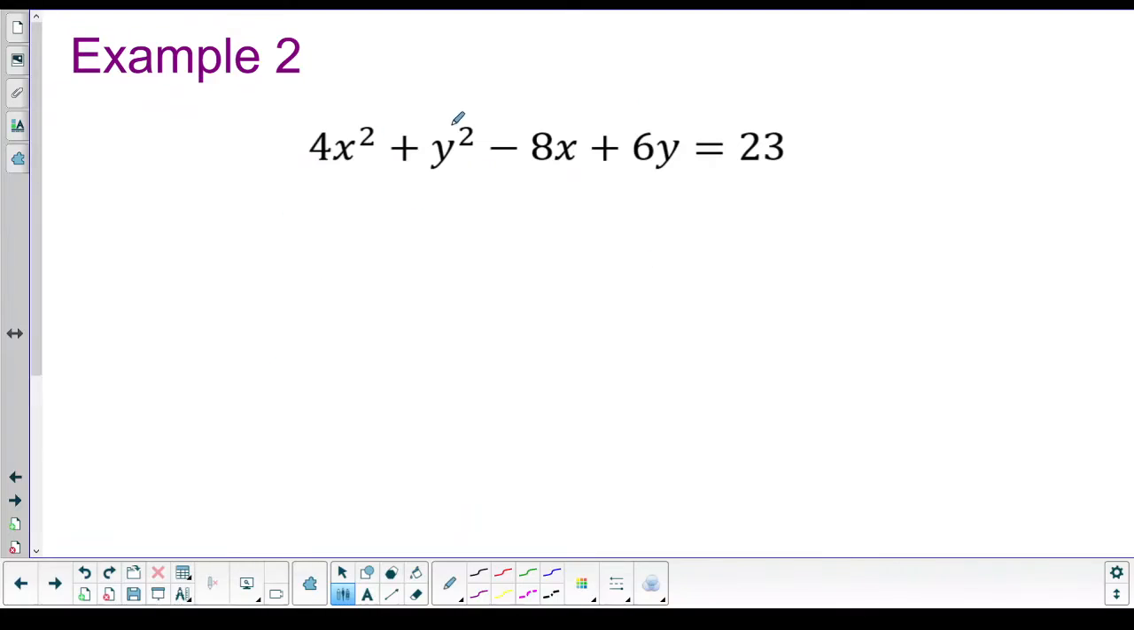All right, now we're going to look at this one. So looking at it, we've got an x squared and a y squared. So it's definitely not going to be a parabola. Okay.